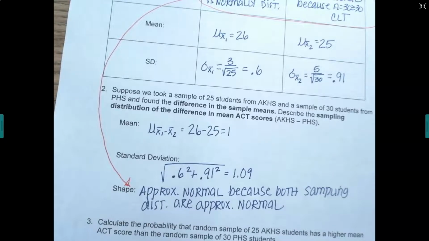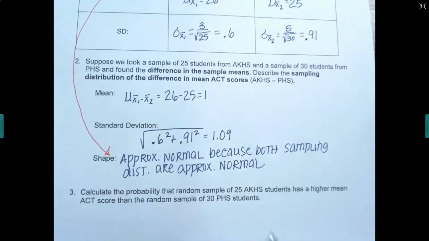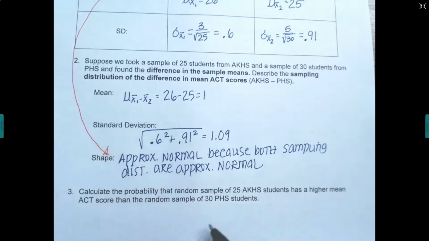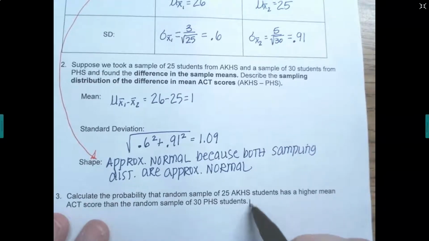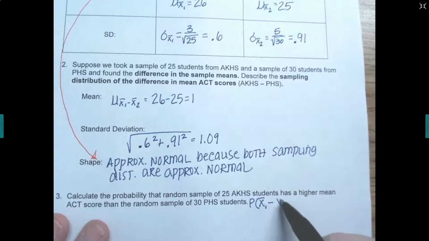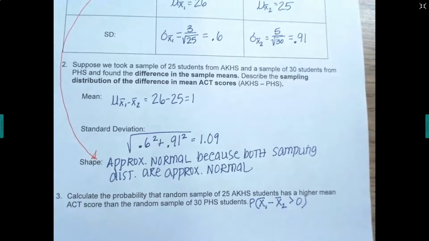Okay, so let's take a look. We want to calculate the probability that a random sample of 25 AKHS students had a higher mean SAT score than a random sample of 30 PHS students. So what it's saying is, because we're going to do Kell minus Providence, if Kell is higher, their difference will be greater than 0. So we're really looking for what is the probability that Kell minus Providence is going to be greater than 0, is what we're looking for here.